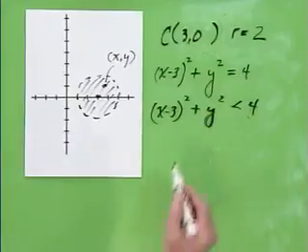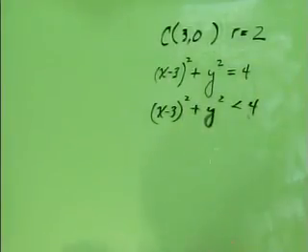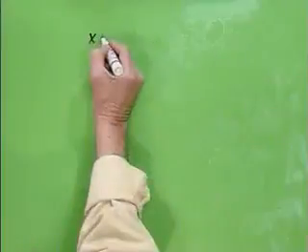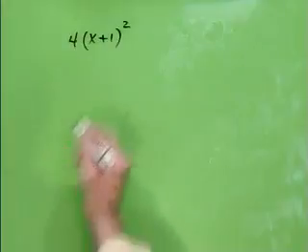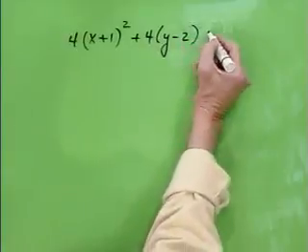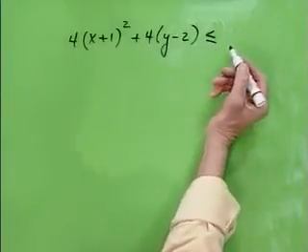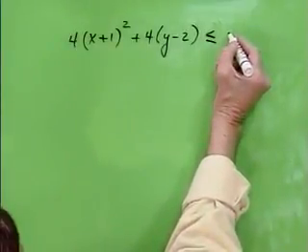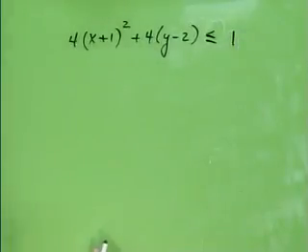Okay, what if I turn this around? I'm going to give you an inequality, and I'm going to ask you to sketch a graph of it. Or we'll sketch a graph of it together. So let me write an inequality up here, such as 4 times (x + 1)^2 plus 4 times (y - 2)^2 is less than or equal to, let's say, 1. What if I put a 1 there?